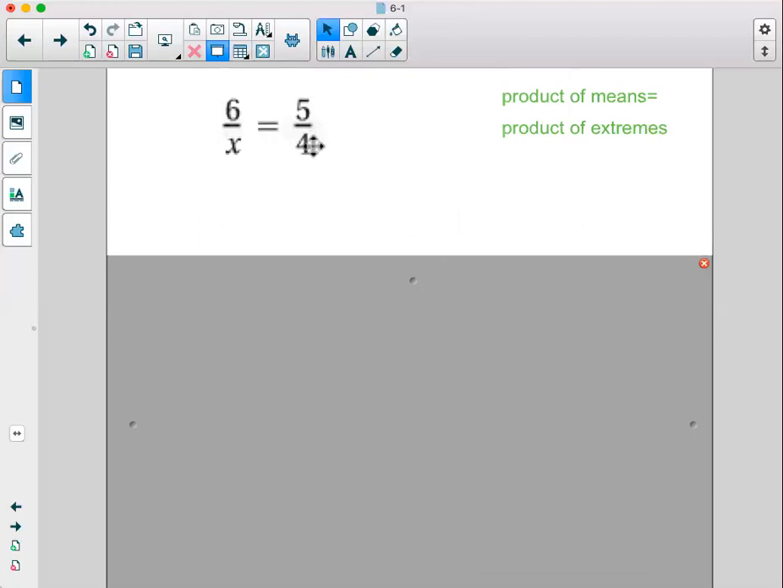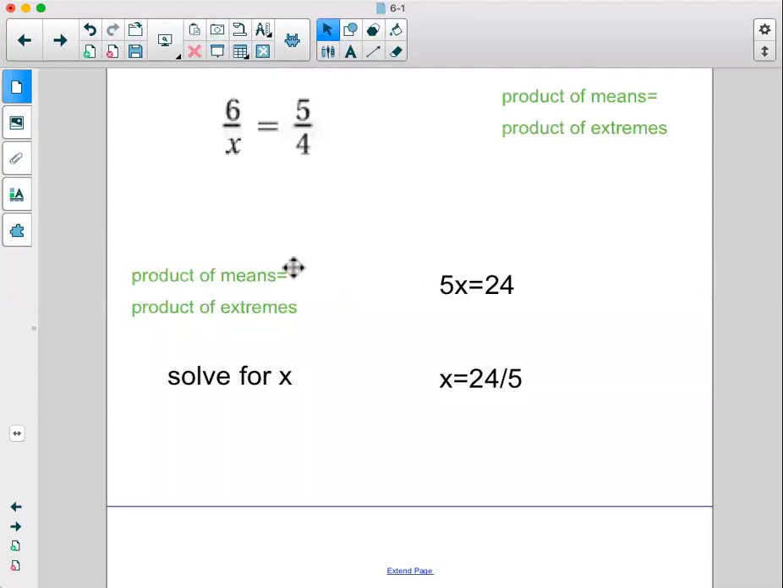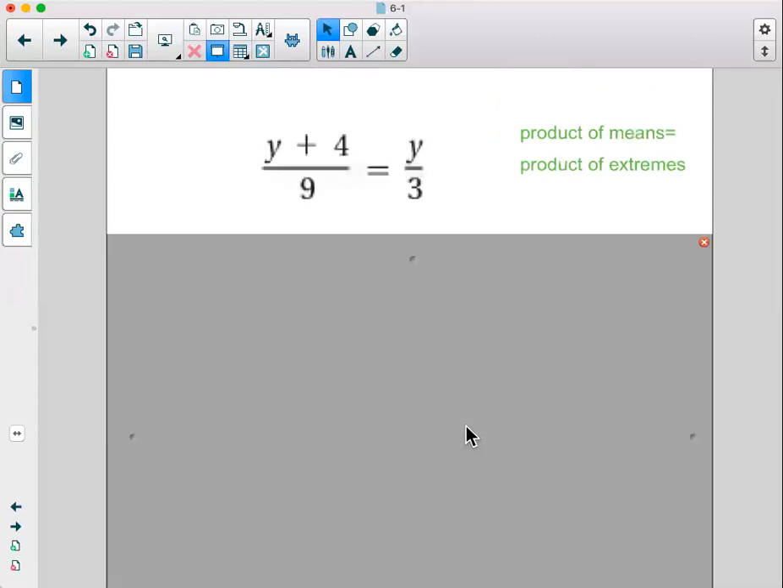The extremes are 6 and 4, the means are 5 and x. So product of the means, 5x. Product of the extremes, 6 times 4, 24. Once you have that, you could always use it to solve for x. Pause, practice on your own paper, and then press play.